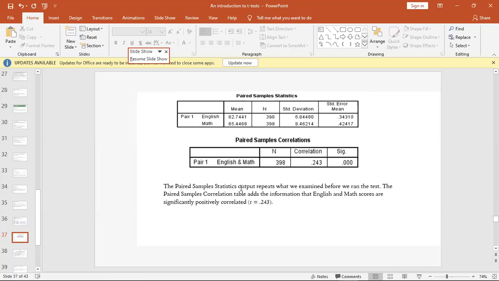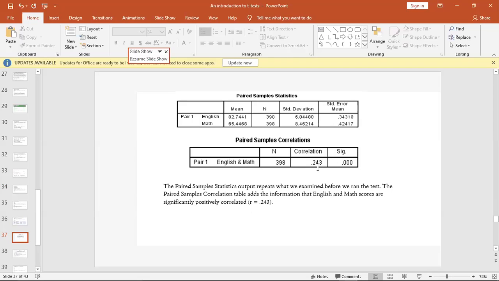The paired sample statistics output reveals what we examined before we ran the test. The paired sample correlation table shows that English and math scores are significantly positively correlated, because English and math should be significantly correlated. There is a relationship between English and maths, right? That is how we interpret this one.